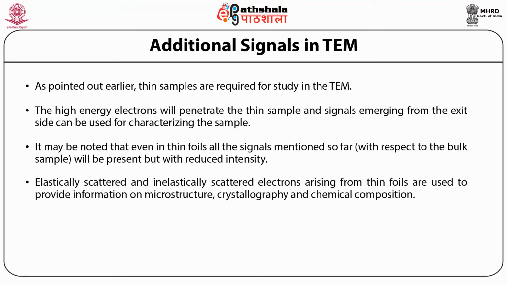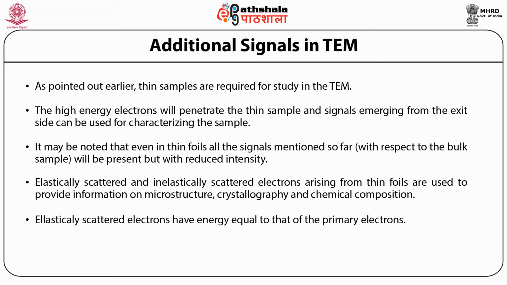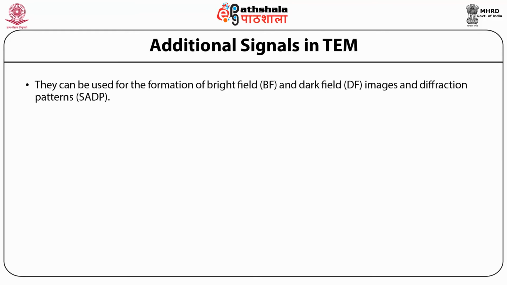Elastically scattered and inelastically scattered electrons arising from thin foils are used to provide information on microstructure, crystallography and chemical composition. Elastically scattered electrons have energy equal to the primary electrons. They will be prominent when the specimens are very thin. They can be used for the formation of bright field and dark field images and diffraction patterns.